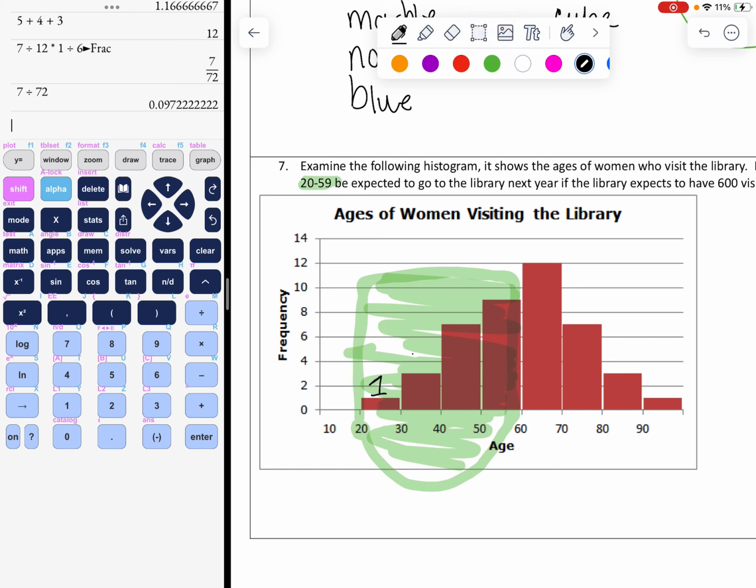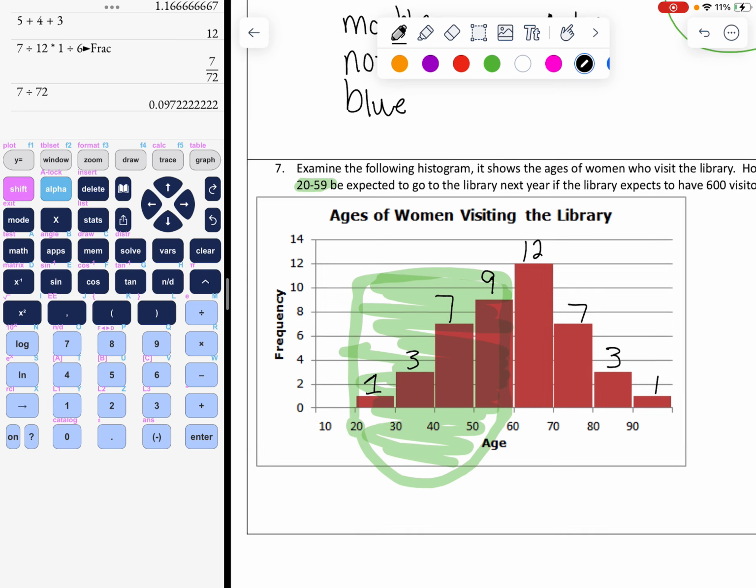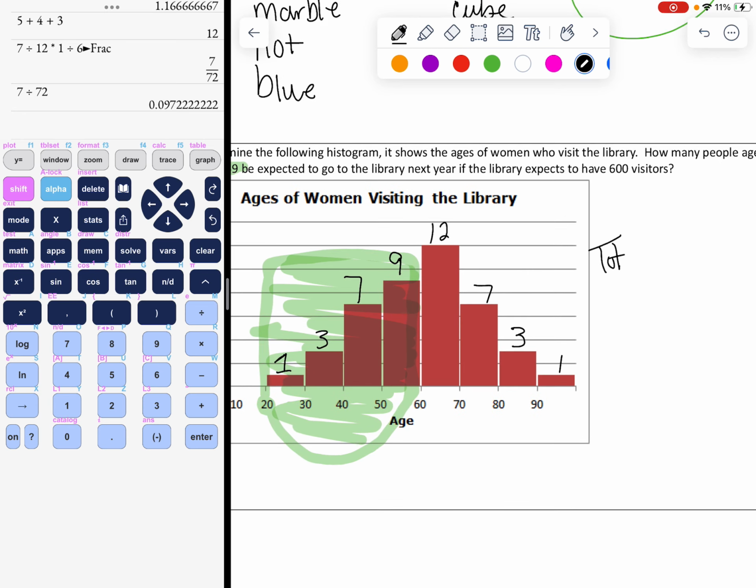The next one is 3 tall. The next one is 7 tall. The next one is 9 tall, 12 tall. Let's see, this one's 7 tall, 3 and 1. And remember, it's always very important to figure out how many total. So I'm going to grab my calculator and do 1, add 3, add 7, add 9, add 12, add 7, add 3, add 1. So what do I have here? I have 43 total. I hope that's right.